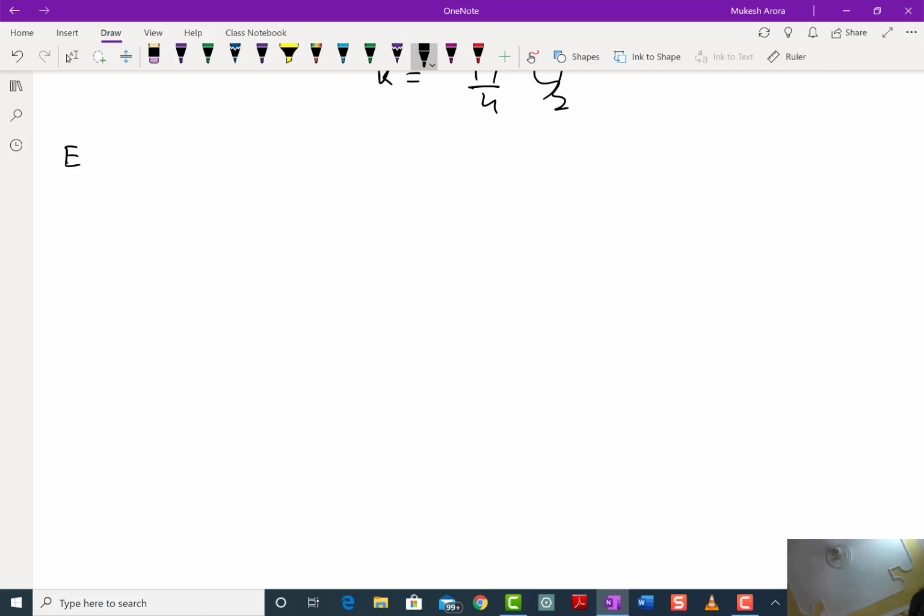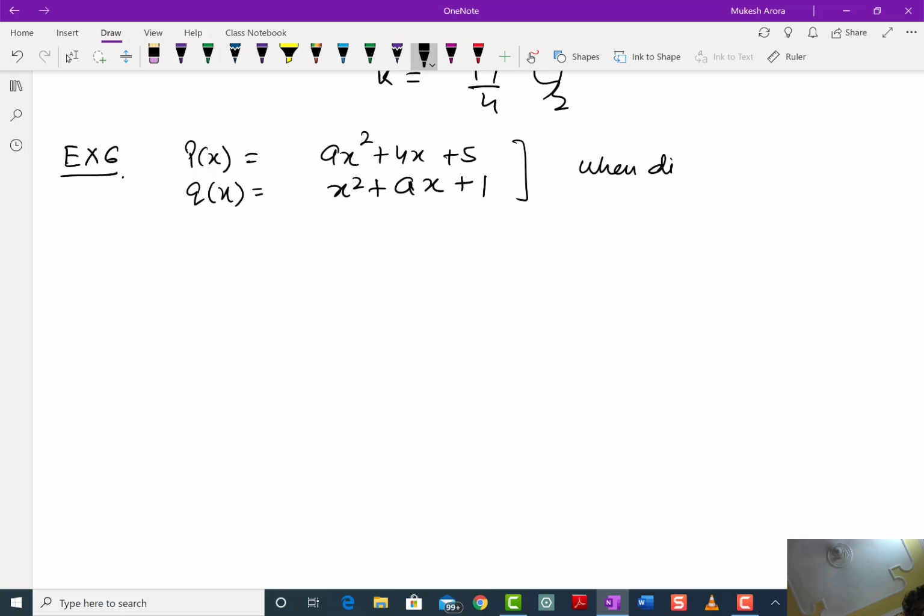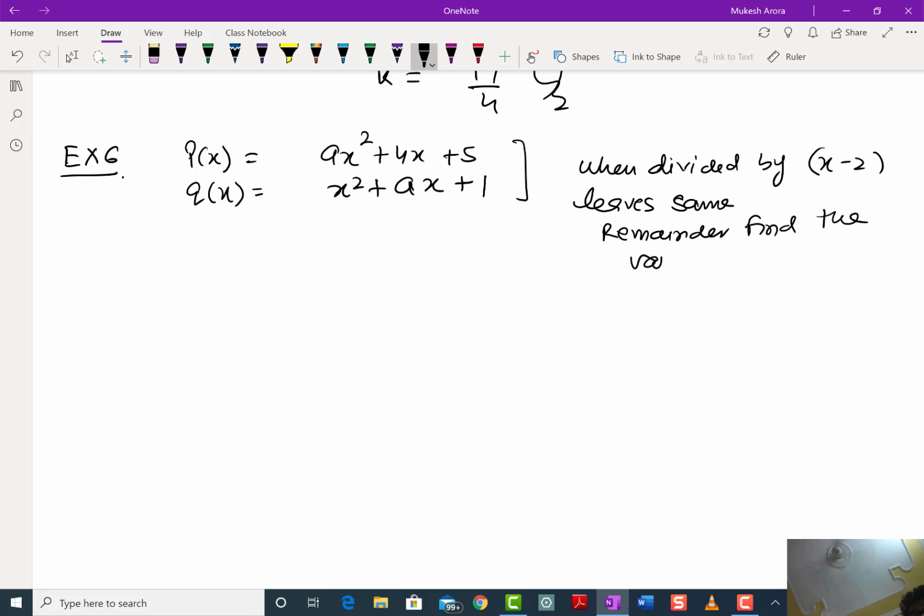Next question. The polynomials p(x) is equal to ax square plus 4x plus 5 and q(x) is equal to x square plus ax plus 1, when divided by x minus 2, leave the same remainder. Find the value of a.